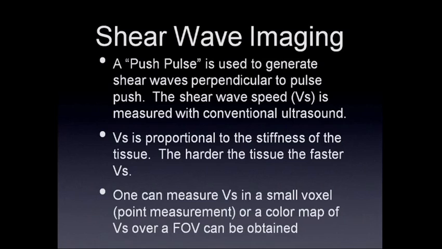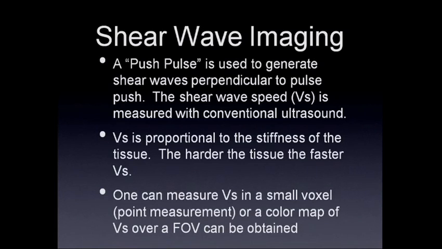Moving on to shear wave imaging. In this technique, we use a push pulse, which is a very low frequency, high energy pulse into the breast. What this does is cause the tissue to vibrate. You can think of the push pulse as a stone, and the shear waves are the ripples when we throw the stone into the water. We use conventional B-mode imaging to measure the shear wave speed. This shear wave speed, Vs, is proportional to the stiffness of the tissue. So the harder the tissue, the faster the shear wave travels through that tissue.